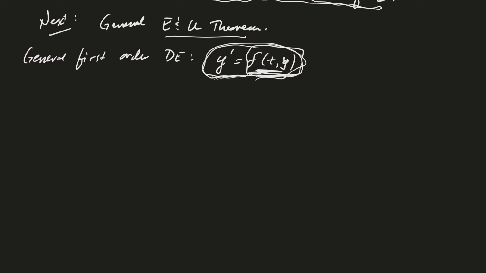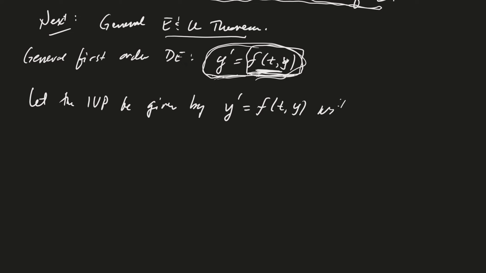Good. Okay, so let me erase this picture because we'll draw another one very similar. And we'll start off, let the IVP be given by y prime equals f of t, y with y of t0 being y0. Okay, so therefore in the ty plane, we're starting off at this point, t0, y0.